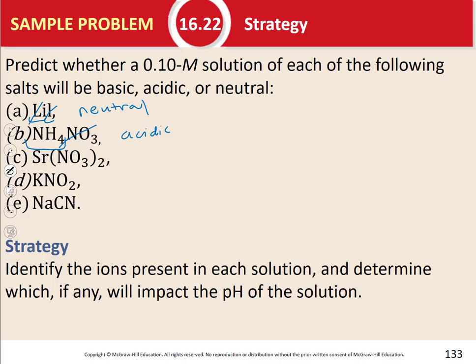Strontium nitrate. We already said nitrate's not going to affect the pH. Can strontium affect the pH? No. Why? Good. Group 2A. So what kind of solution is this one? Neutral.